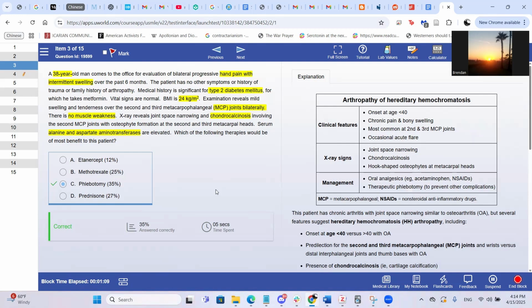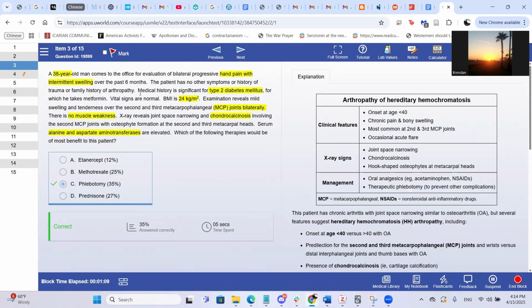Number 1 is that hereditary hemochromatosis is a cause of cirrhosis. And number 2 is hereditary hemochromatosis has the triad of jaundice or liver involvement, diabetes, and arthropathy. So let's go through it step by step.